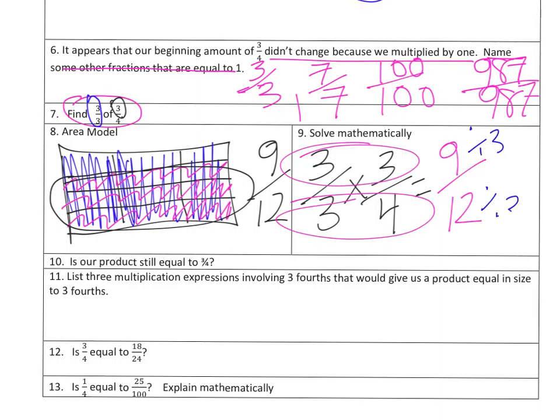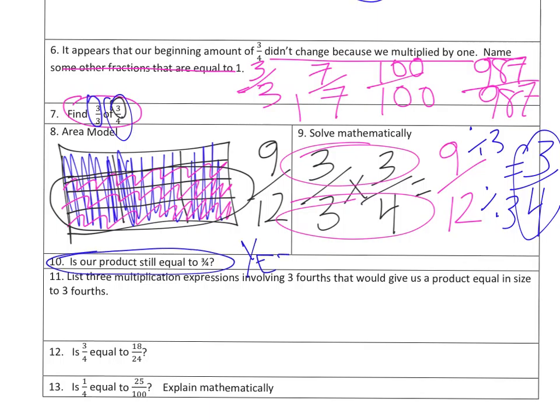So I'm going to divide the top and bottom by 3. And since I'm doing it to both, I'm not changing the value. I'm just making it easier. 3/4. But hey, that's what we started with. So multiplying by 1 never changes the value. Is our product still 3/4? Yes.